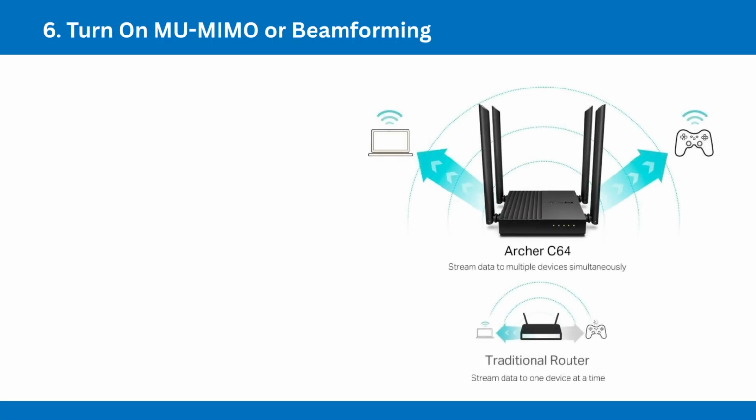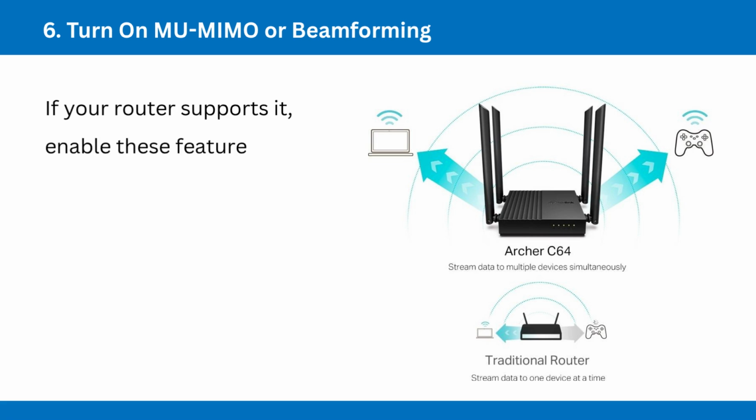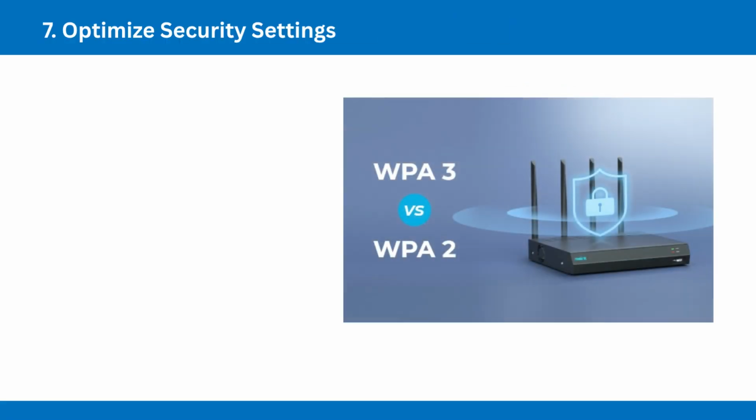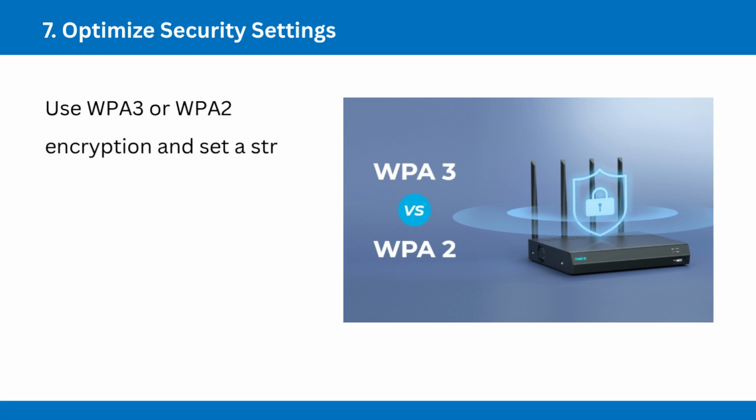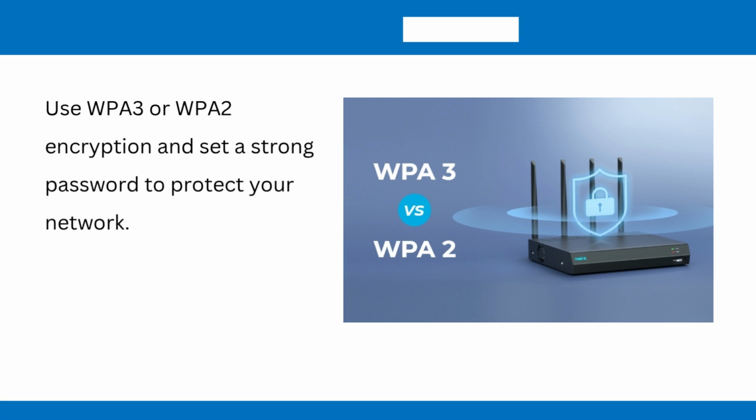6. Turn on MIMO or beamforming. If your router supports it, enable these features for faster and more stable connections. 7. Optimize security settings. Use WPA3 or WPA2 encryption and set a strong password to protect your network.